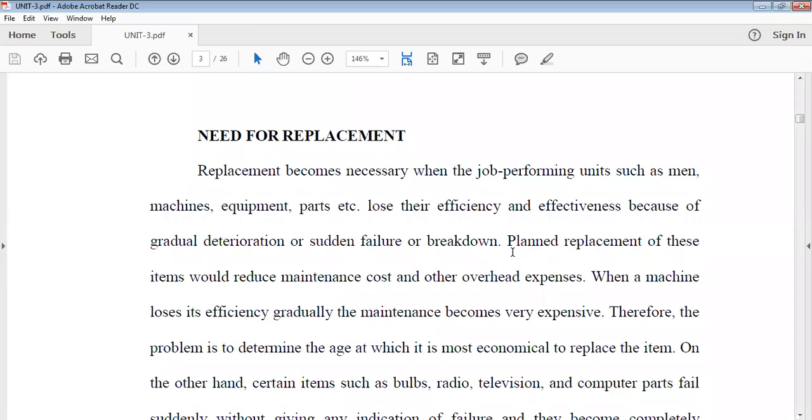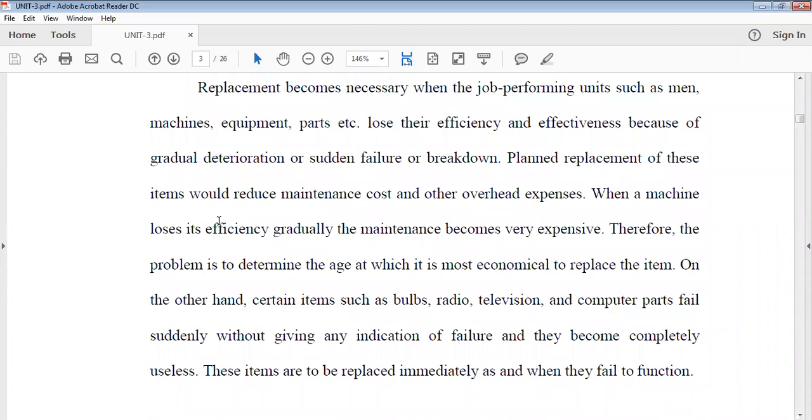You might have seen the auction of typewriters. After working for some time, the typewriters are completely put up for auction. Second-hand purchase people will go for them. The purpose is to improve the efficiency in the office. It is a usual practice to sell out the typewriters after working. In a similar manner, for lathe machines or whatever it may be, planned replacement of the items would reduce the maintenance cost and overhead expenses.